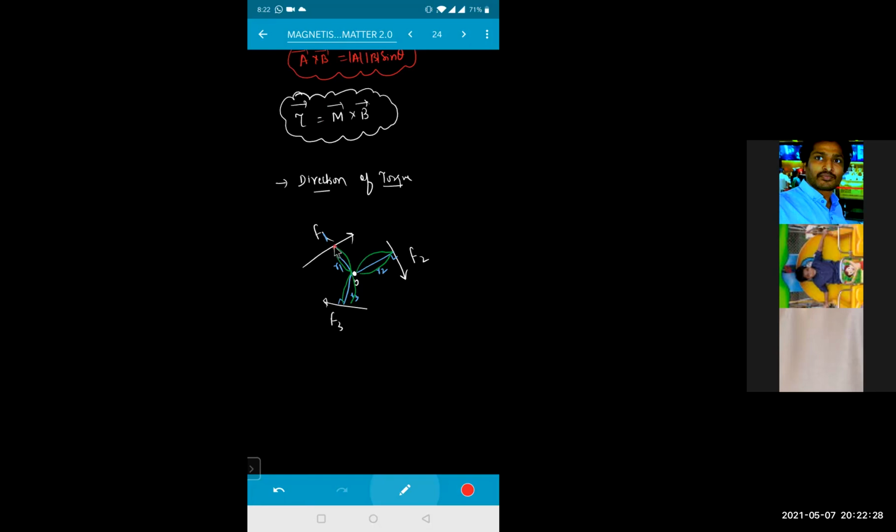Yes. You need to rotate about point O. If you rotate like this, you are going away from point O. We need it about point O, so you will be rotating in this direction, clockwise. You also rotate this one clockwise, and this one in which direction? Clockwise only. Sir, so the direction of torque is always clockwise only?